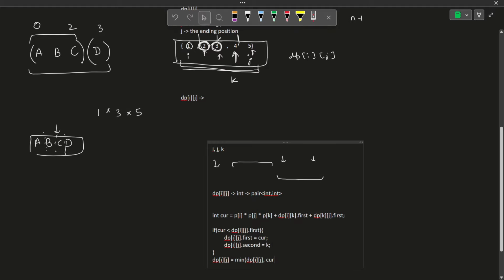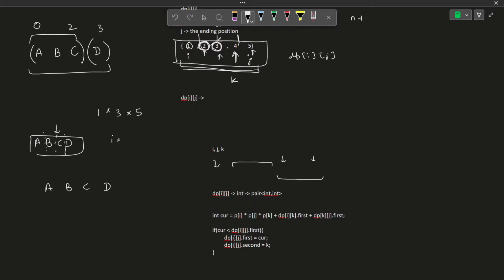So you see, for each ij, now I am going to store the point at which the division took place. So let me take this example. ABCD was there. I am going to start with i equal to 0 and j equal to this last point, that is 4. I know that it is denoting this particular range.